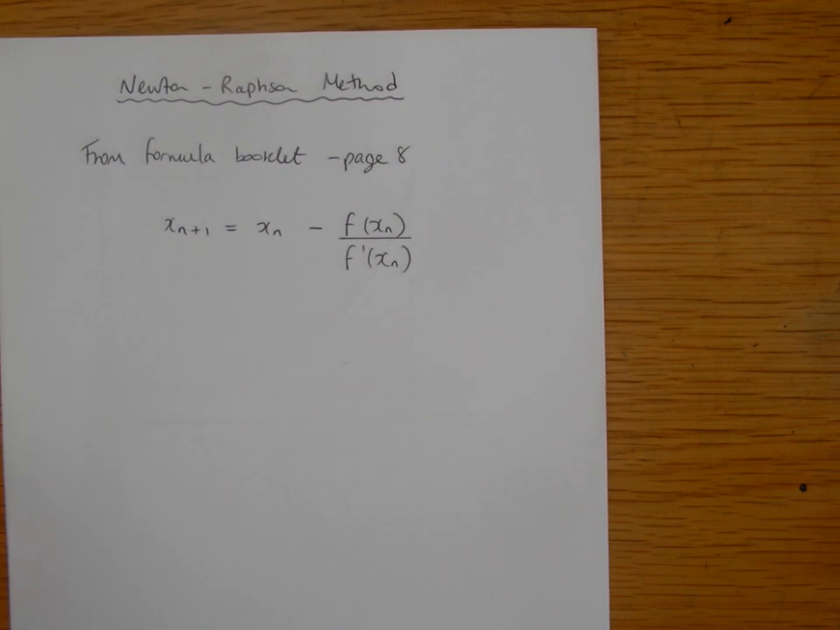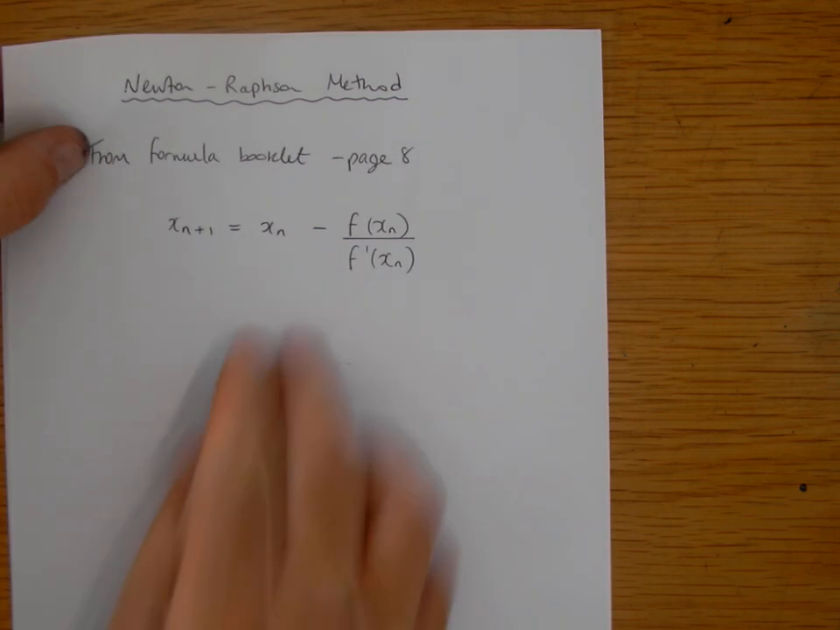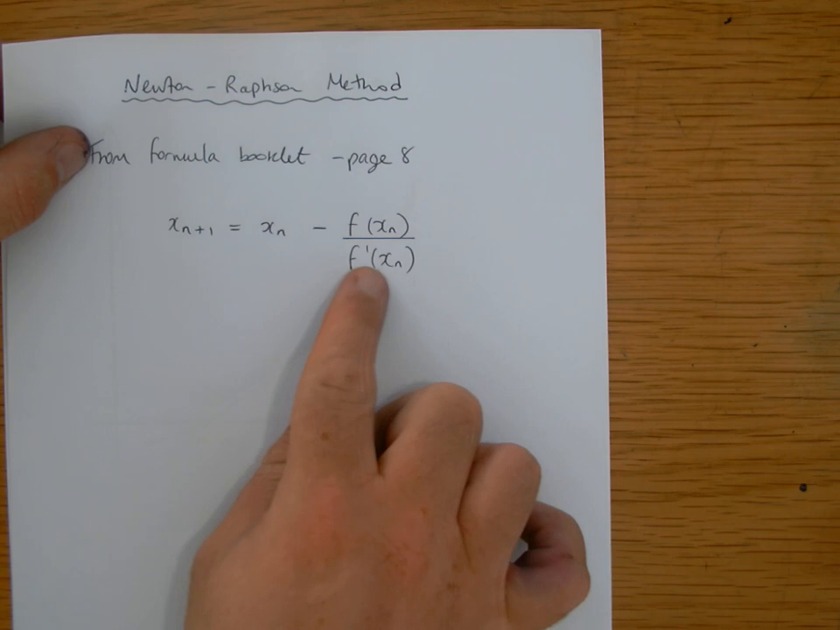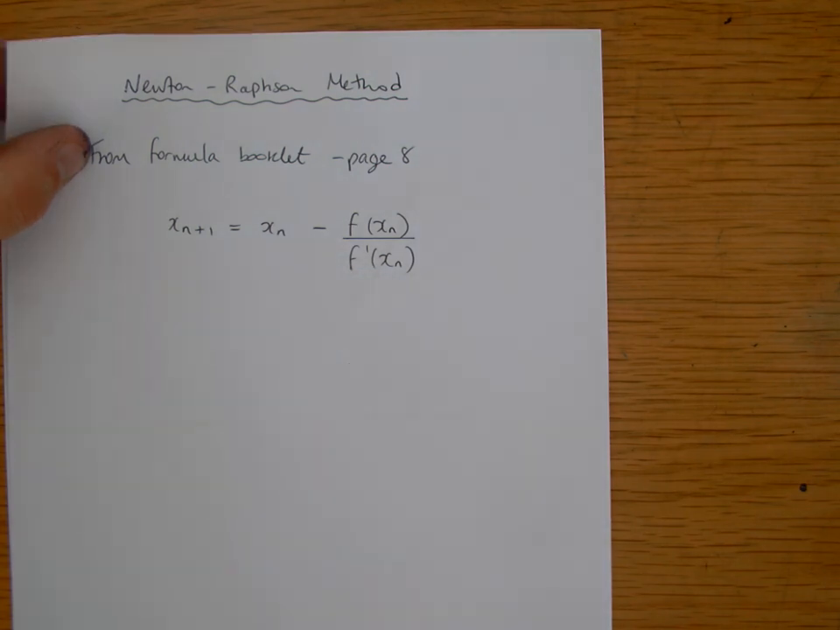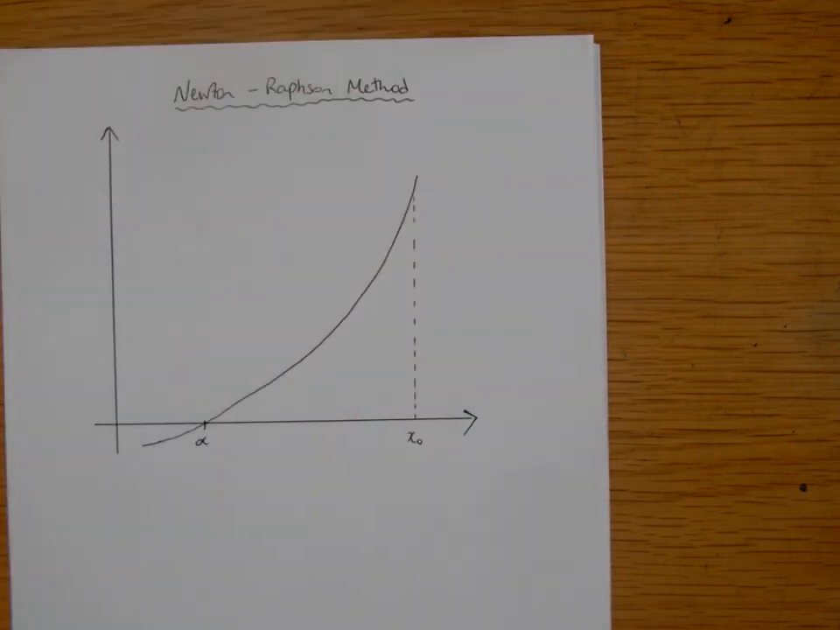Okay, so just to remind ourselves, the Newton-Raphson formula is in the formula booklet, page 8. And it's calculated based on the gradient value here, you'll notice. Yeah, that's kind of important. So it's all to do with the tangent. Now, just to roughly give you an idea how it works.